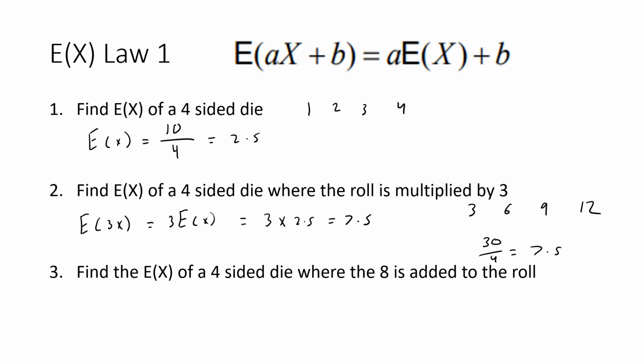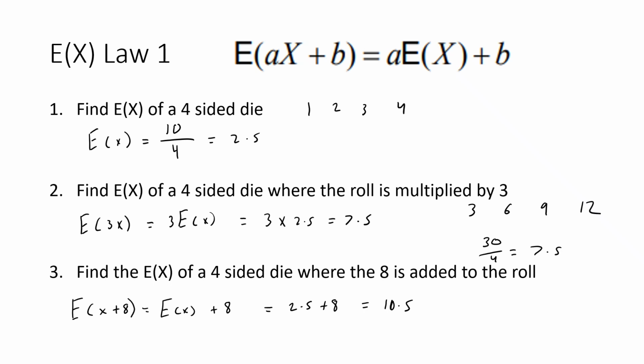Now the final question is find the expected value of a four-sided dice where 8 is added to the roll. So now what this is asking is for E of x plus 8. And now we can treat 8 as b in this formula, and we can take it out of the bracket, and that will give us E of x plus 8. We know E of x is 2.5 plus 8, which gives us 11.5. Sorry, no, it gives us 10.5.